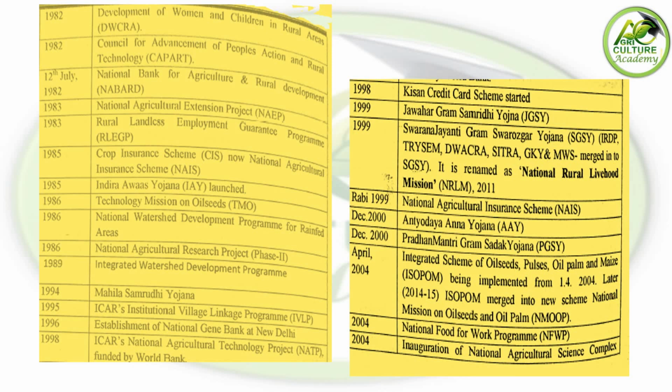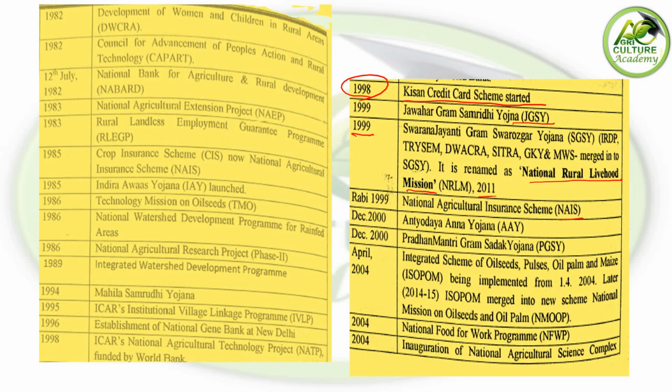Then 1982 the Dwarka program, development of women and children in rural areas. Then 1998 Kisan Credit Card Scheme. 1999 Jawahar Gram Samriddhi Yojana. Then 1999 Swarna Jayanti Gram Swarozgar Yojana, SGSY, and it is renamed National Rural Livelihood Mission in 2011. Rabi 1999 National Agricultural Insurance Scheme, NAIS. December 2000 Antyodaya Anna Yojana. December 2000 Pradhan Mantri Gram Sadak Yojana.